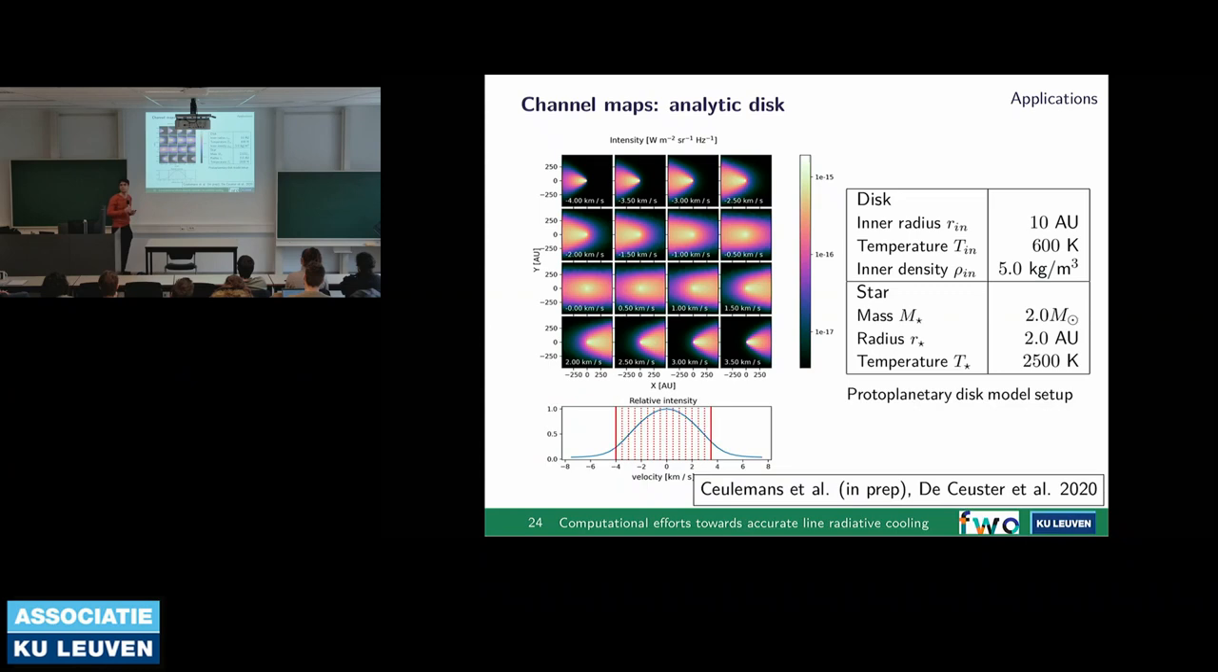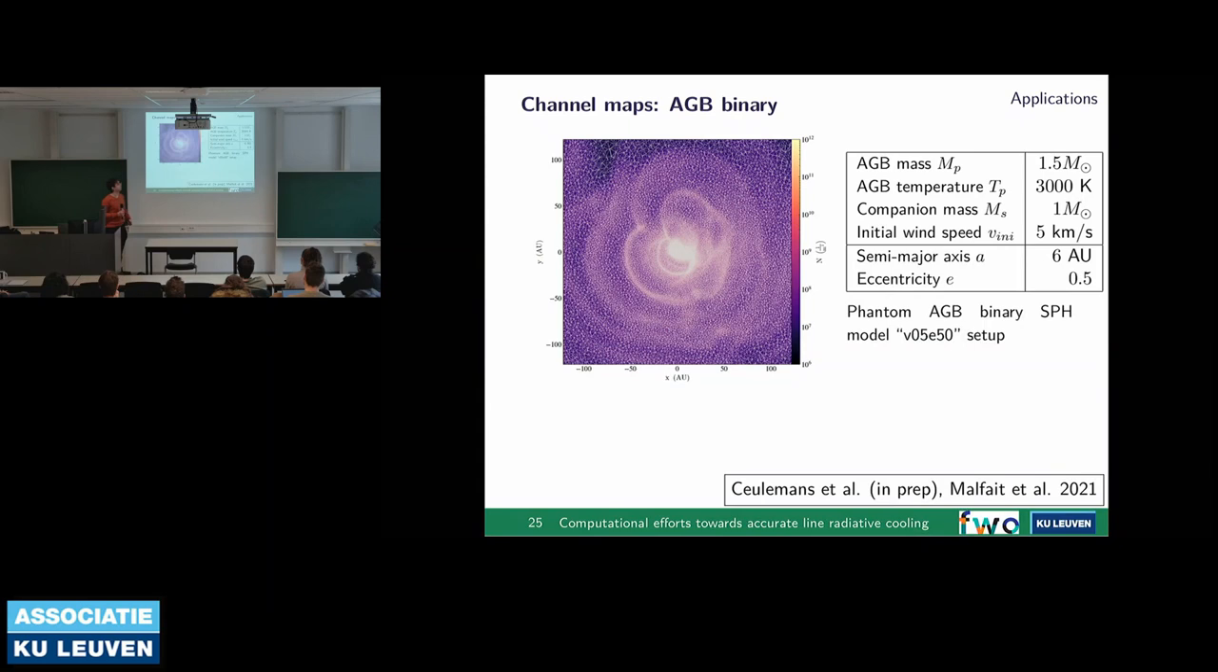OK, now we can take a look at an AGB binary simulation. So we start with an AGB star, which launches wind, and we have a binary companion at an eccentric orbit. The simulation creates some nice spiral structures. So we have the AGB star in the middle, and some binary companion, which you can't actually see due to me plotting the mesh on top of the density.